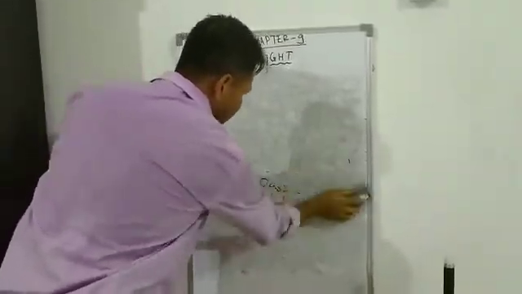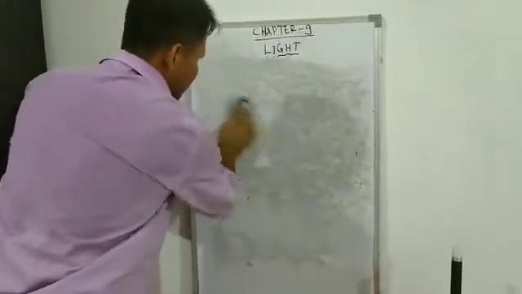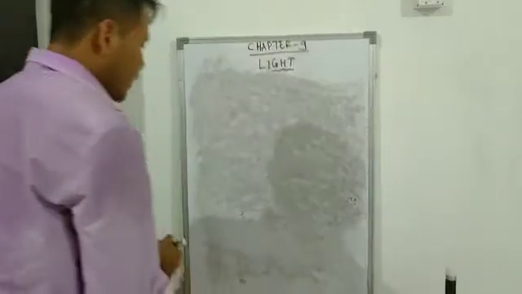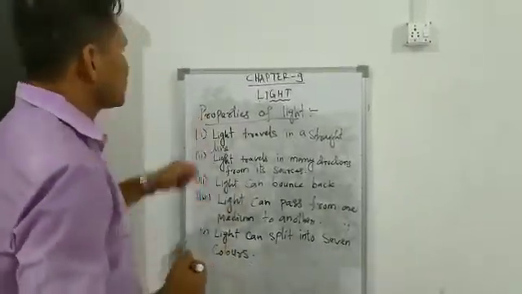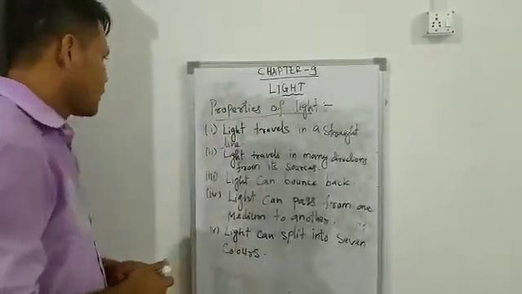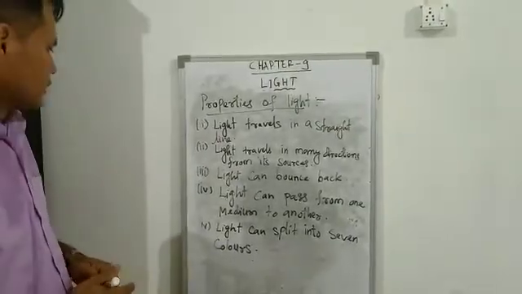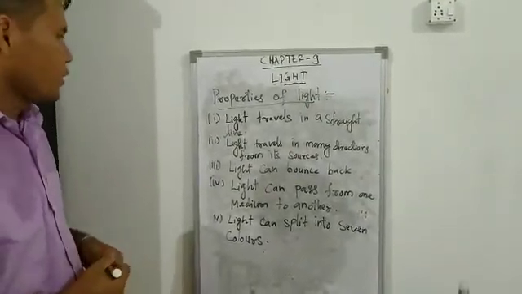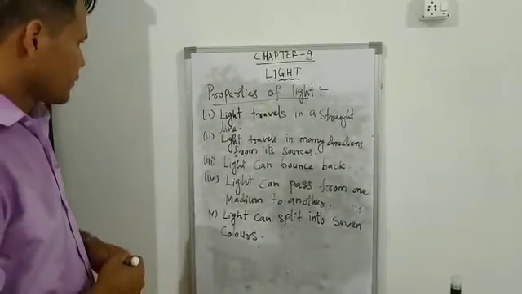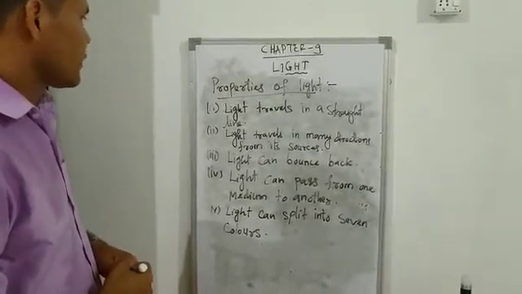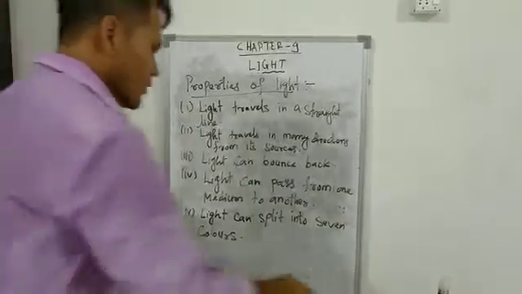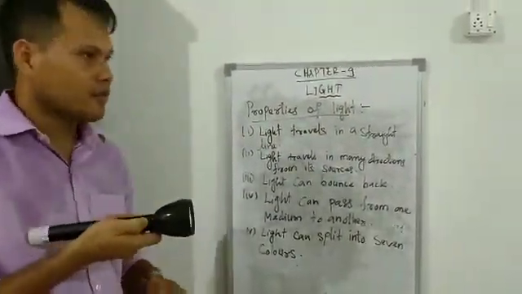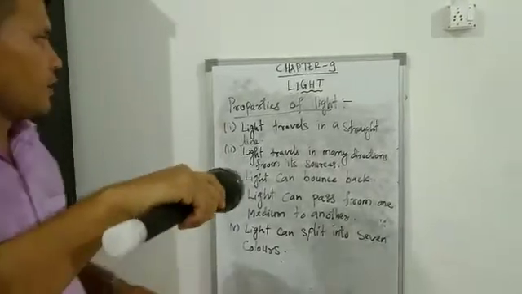Now we have the properties of light. So there are 5 properties. So let us learn them one by one. The first is light travels in a straight line. Okay, you see I have a torch with me. So when I put on the light, you can see light travels in a straight line.